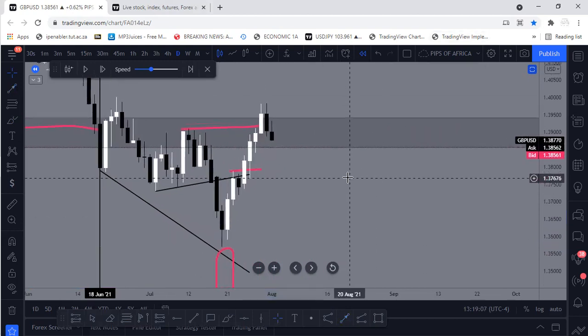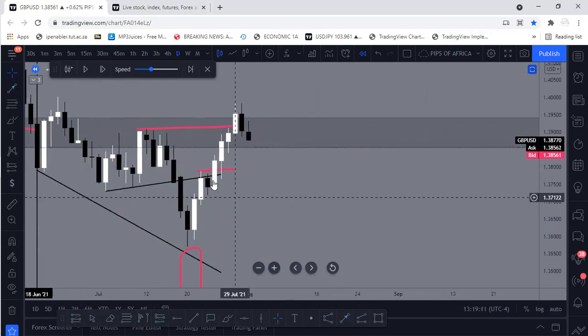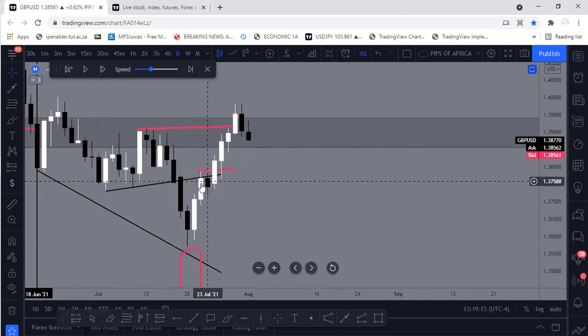Okay, so let me come to this one here. Some people will say this one is an order block. This is not an order block. This is just a demand. This one here, this is not an order block. The price was jumping here. It didn't create an order block, right?